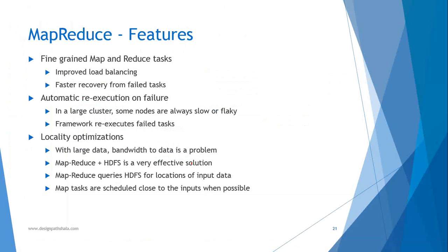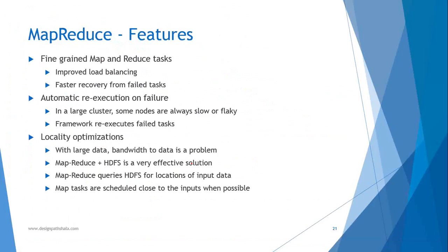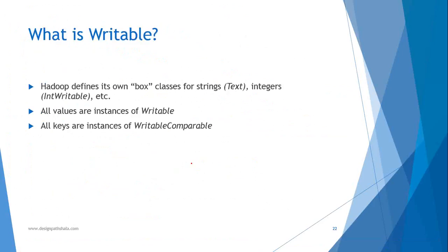Okay, so this is what we did right now. So what is Writable? I just explained it 5 minutes back. Anything which can be serialized is Writable in Hadoop. So there's a Writable interface which needs to be implemented for that, and all your keys need to be Writable as well as Comparable. And Comparable is the same Java thing.